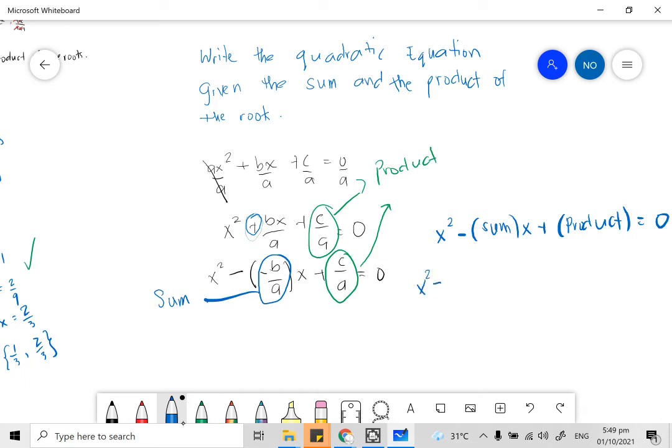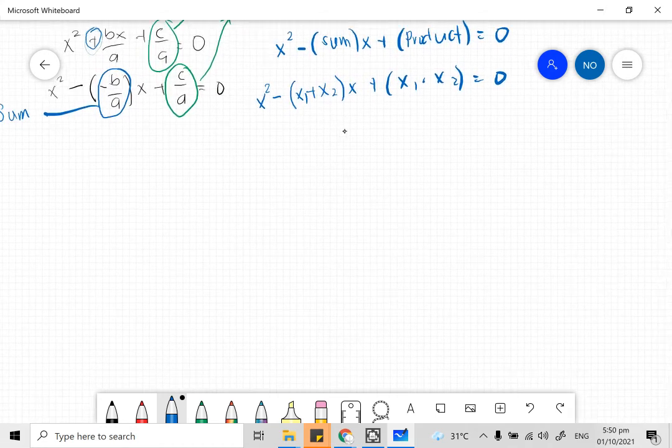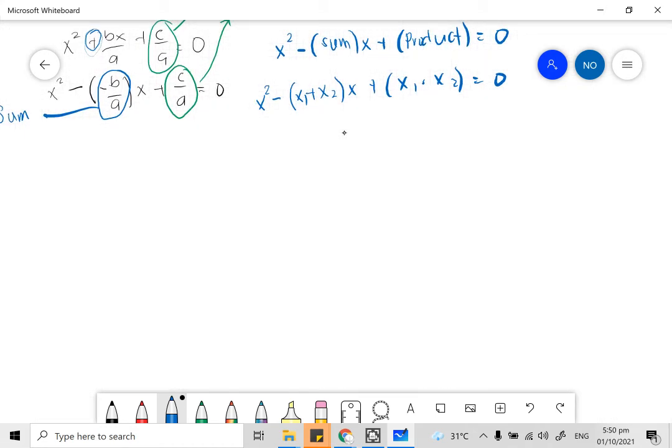Kapag given naman yung roots mismo, pwede naman ganito, x squared minus (x sub 1 plus x sub 2) x plus x sub 1 times x sub 2. Ayan, pwede rin yan. Okay? Now, mag-solve na tayo. Gamitin na natin yung natutunan natin na yan. Okay? So, ngayon, let's have example number 1.